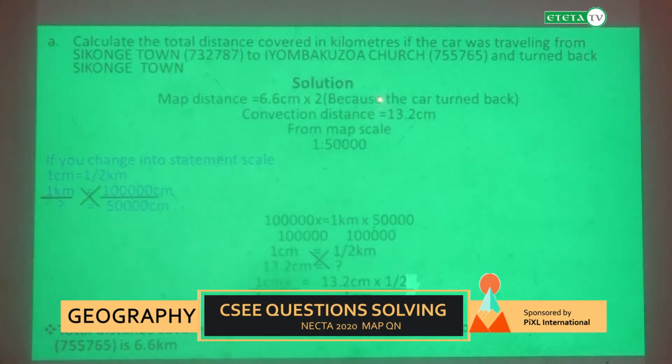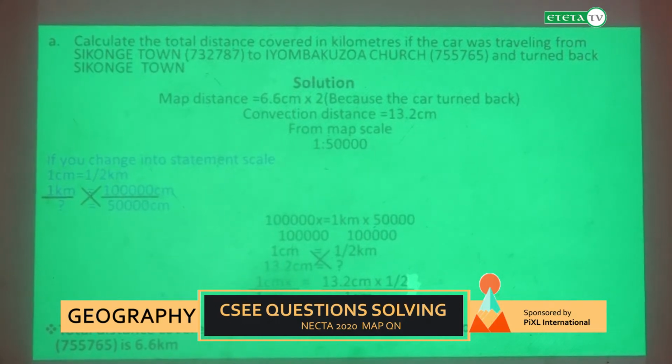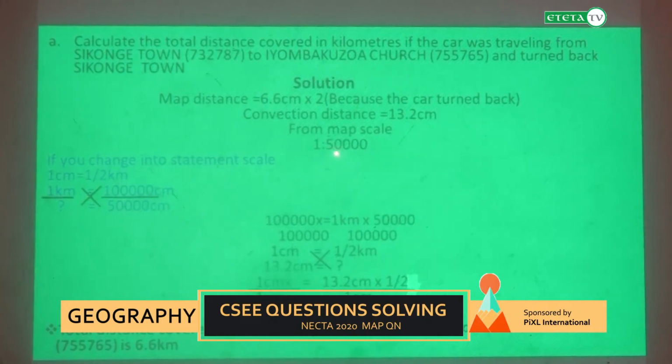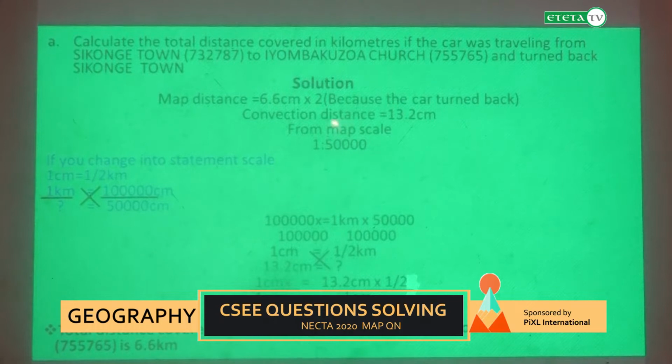Times 2, you get 13.2 centimeters. This is still not a correct answer because the distance should be in kilometers. So you have to convert now into kilometers by using a map scale. The map scale which you have been given here is 1 centimeter represents 50,000 centimeters on the map.